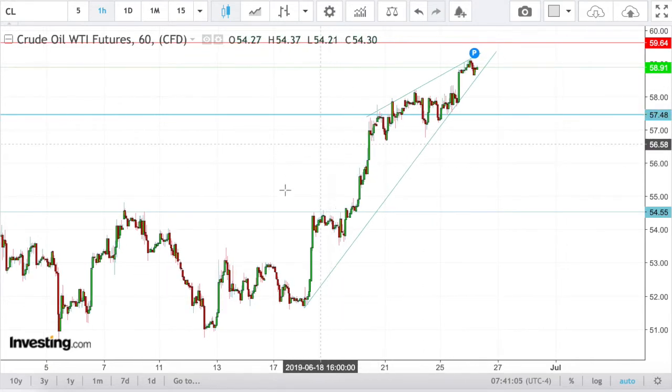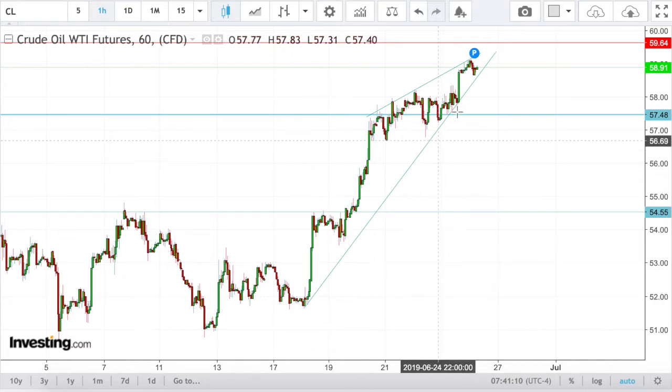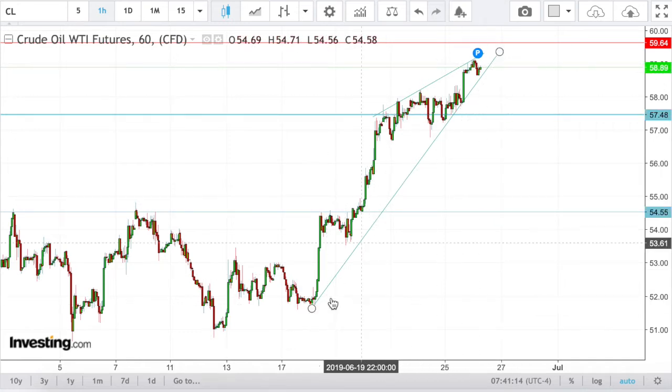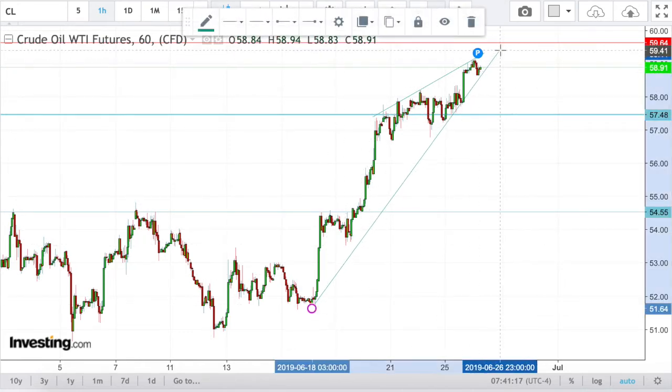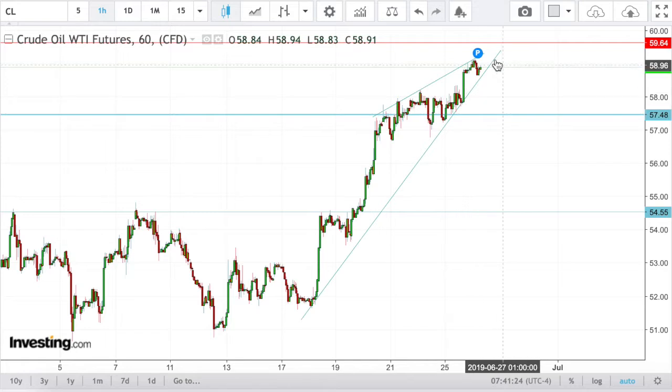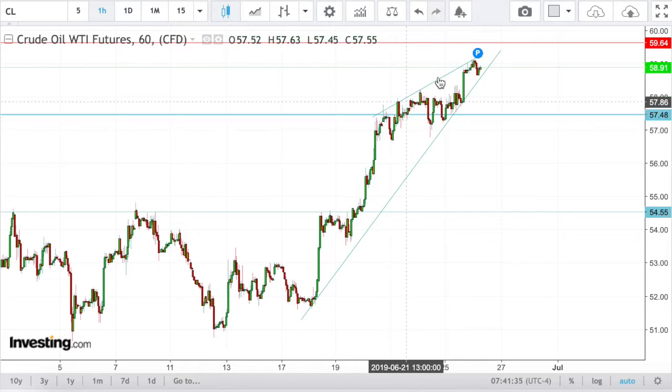So as you can see, we have a nice little pattern here on the hourly chart on crude oil. I drew this uptrend line here. You can draw it however you want. I think this is the trend line that captures the most reactions right here, so I think this is the one that's going to break the most impulsively. And we have here a nice contraction price trend line that shows this wedge pattern.